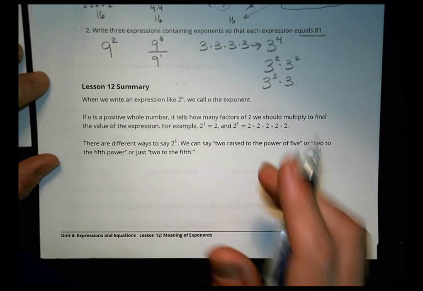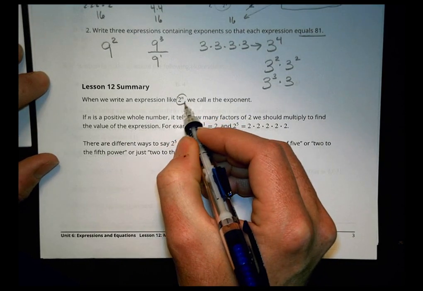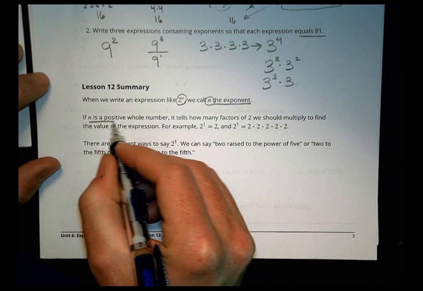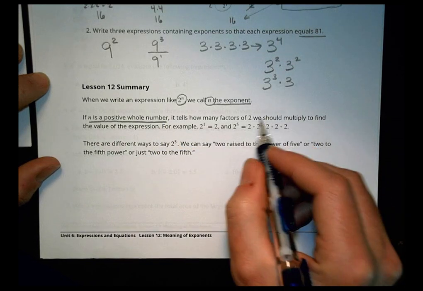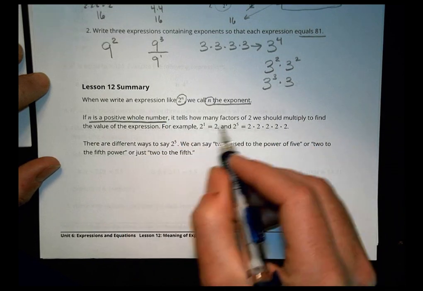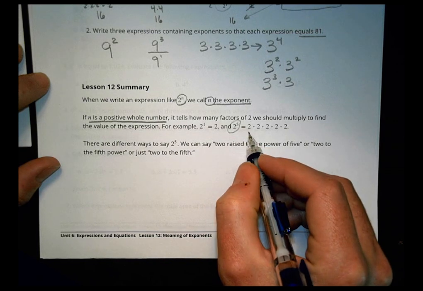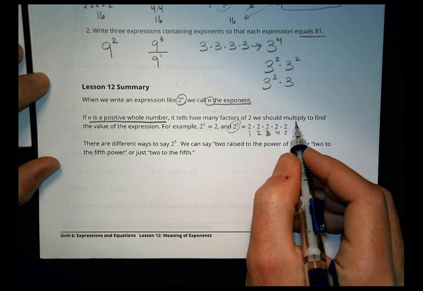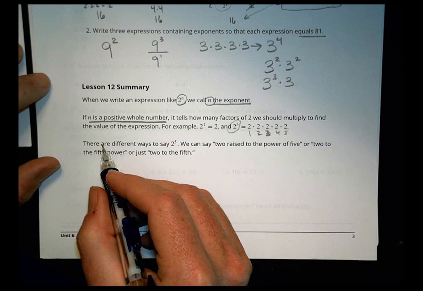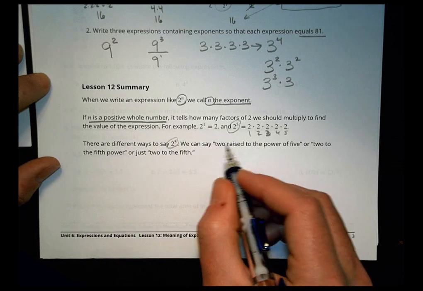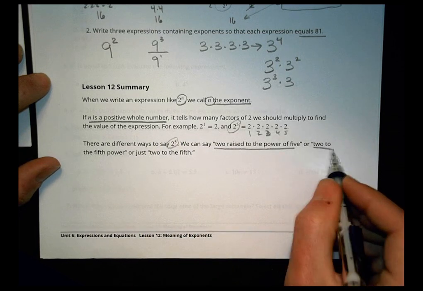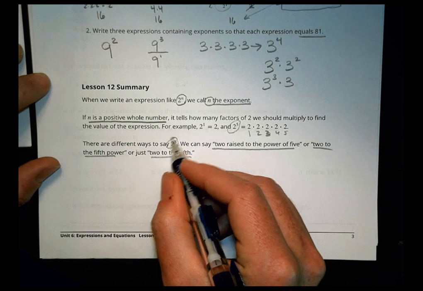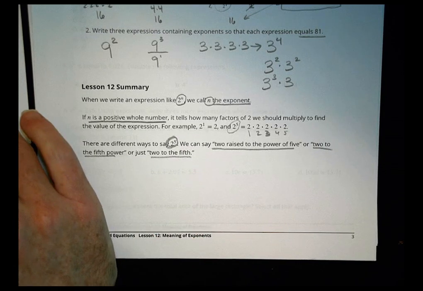So in summary, when you write expressions like 2 to the n, we call n the exponent. If n is a positive whole number, it tells how many of the 2 we should multiply to find the value of the expression. So 2 to the 5th tells us to do it 5 times. 1, 2, 3, 4, 5. We're going to multiply the number by itself. And then there are different ways to say 2 to the 5th. We could call it 2 raised to the power of 5, or 2 to the 5th power, or just 2 to the 5th. So there's different ways of describing what you see right there. So just keep that in mind as well.